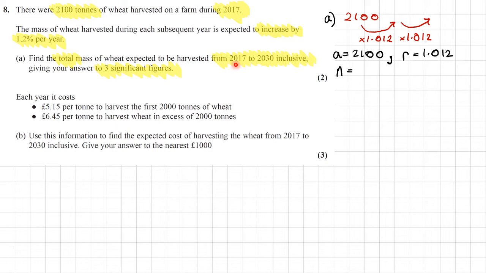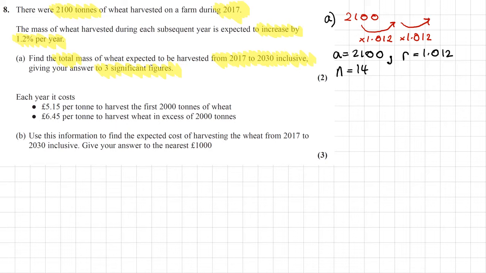The other thing that we need to find this sum is the number of terms. And the number of years from 2017 to 2030, including 2017, would be 14 years. If you don't include 2017, so if you simply just do 2030 minus 2017, you get 13, but that doesn't include the year 2017. So you could count on your fingers like 17, 18, 19, 20, 21, 22, all the way up to 30, and you would have counted 14.